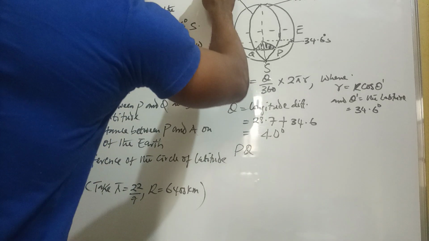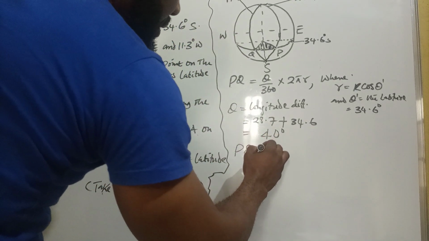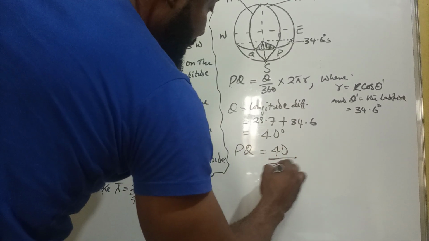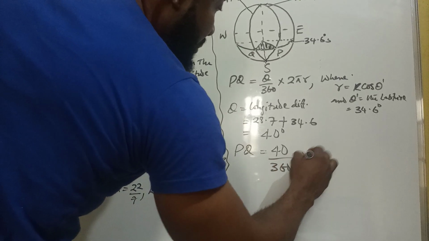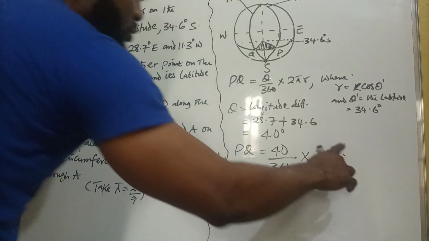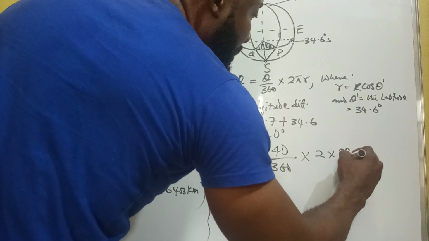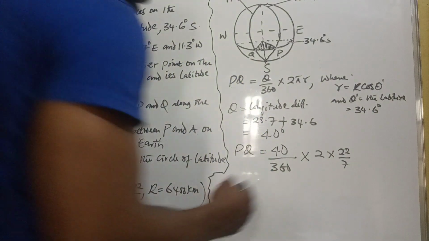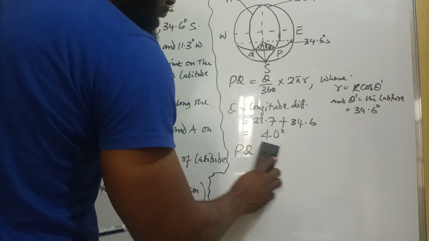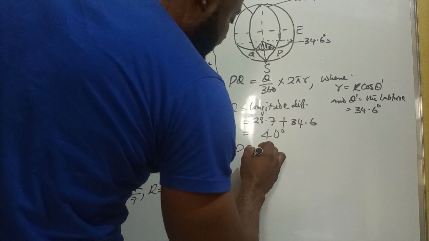PQ, as I told you, is equal to 40 over 360 times 2 times pi times 22 over 7. Recall that we said we should use pi as 22 over 7. Excuse me, let me write it in such a way that this page will be okay to take everything. I'm going to reduce my lettering a bit, please.